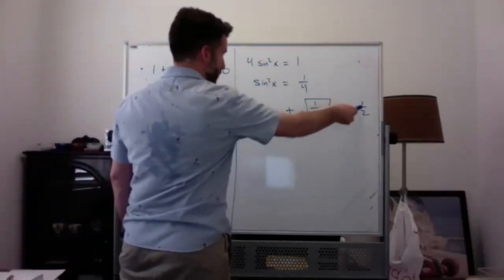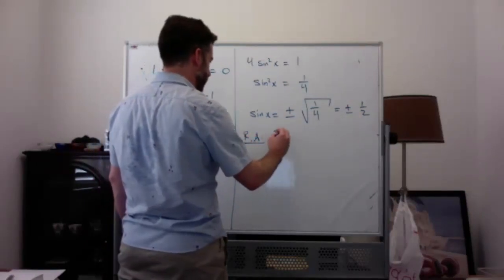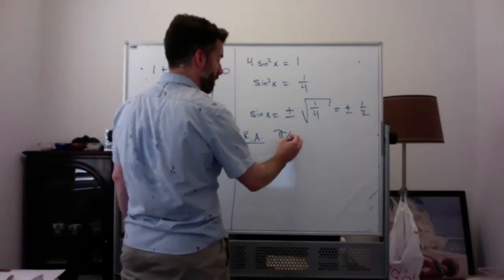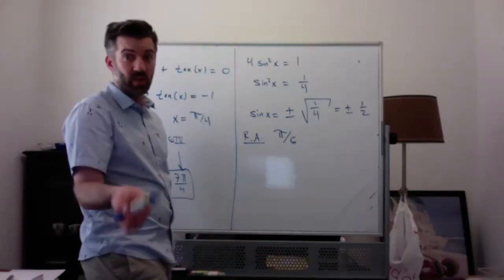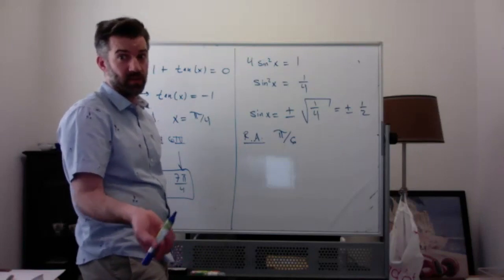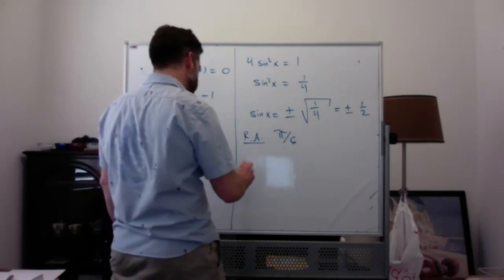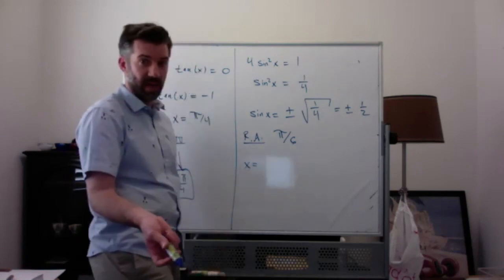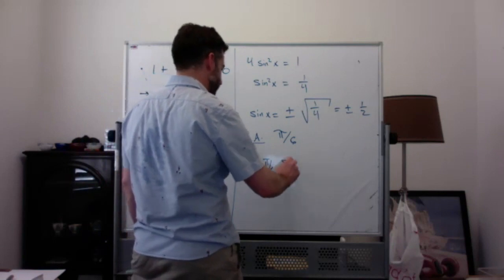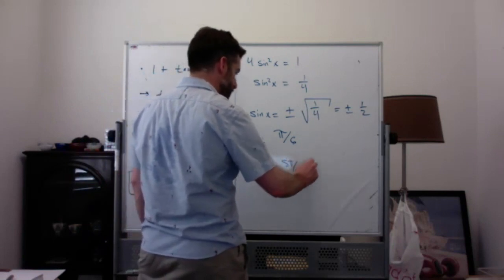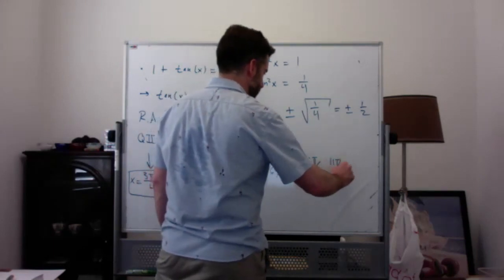So sine of x equals 1/2. You know, the reference angle for that is pi over 6. And then we get an answer in each quadrant because sine is positive in quadrants 1 and 2, and sine is negative in quadrants 3 and 4. So my angles are going to be all of the angles that have pi over 6 as reference angle. So pi over 6, 5 pi over 6 in quadrant 2, 7 pi over 6 in quadrant 3, and 11 pi over 6 in quadrant 4.